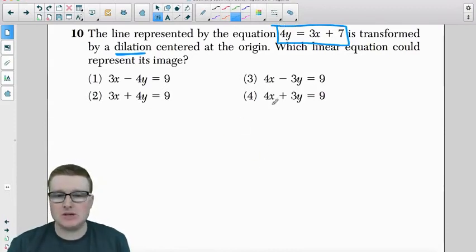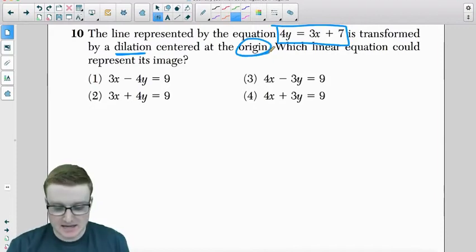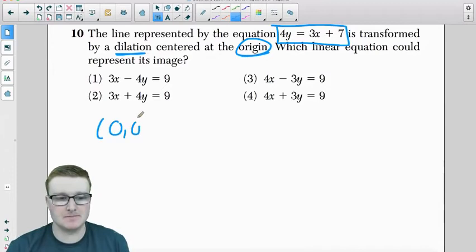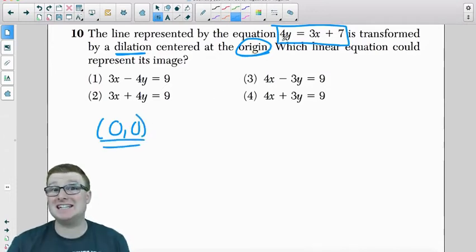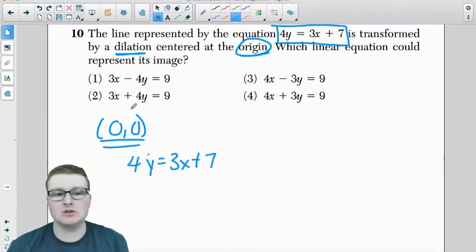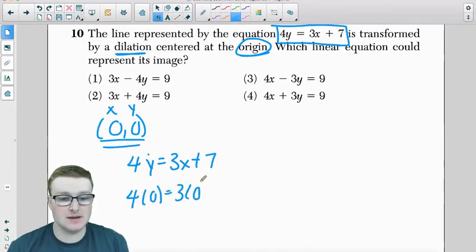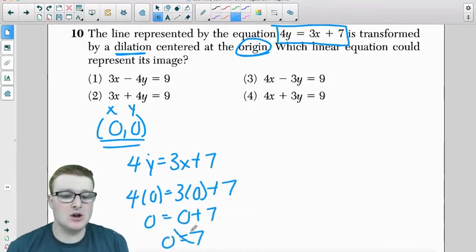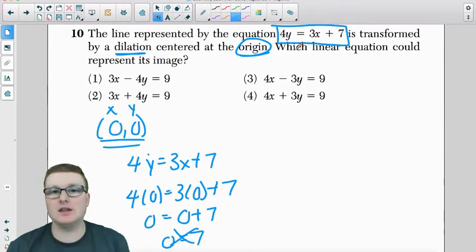So what we need to figure out first is, does the origin lie on this line? Because if it does, we have a very different story. Let's check 0, 0. Let's make sure that this origin is not on this line. So we get 4y equals 3x plus 7. I'm going to substitute 0 in for x and 0 in for y. 4 times 0 equals 3 times 0 plus 7. 0 equals 0 plus 7. Does 0 equal 7? No. That means that the origin does not lie on this line.